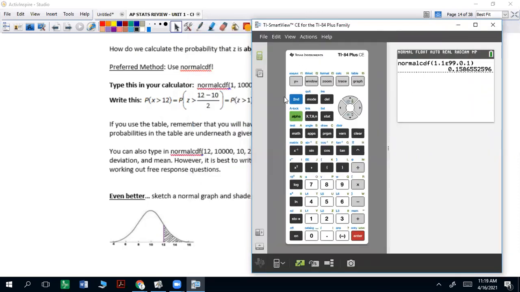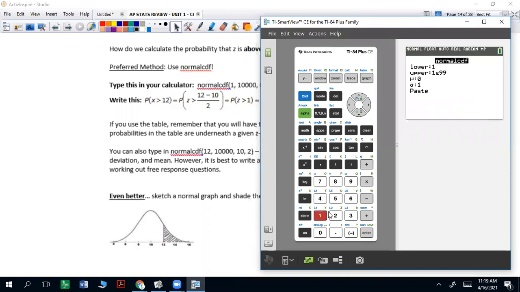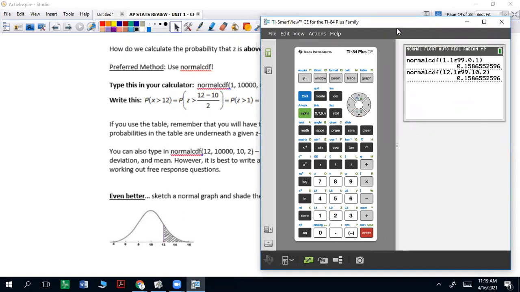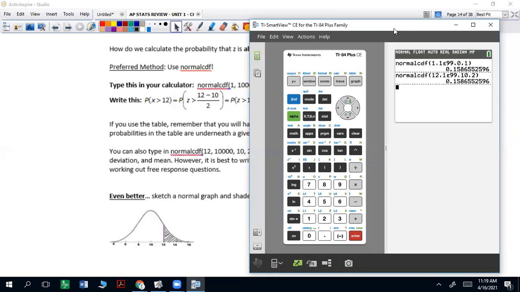I could also do second vars, NormalCDF. If I know that that X value is 12, and my mean was 10, and my standard deviation was 2, remember, NormalCDF does not have to use Z-scores. It can use the same original data. As long as your mean and standard deviation match the ones you used to calculate your Z-score, you'll get that same probability. So just notice the difference between those two. Those are basically the same thing.